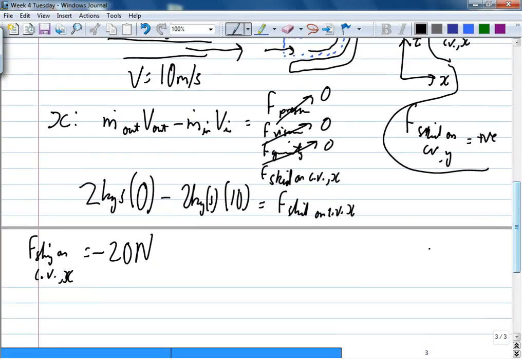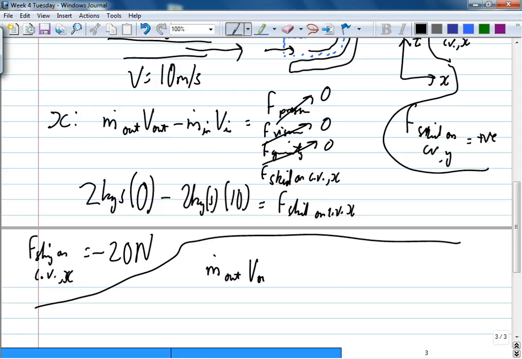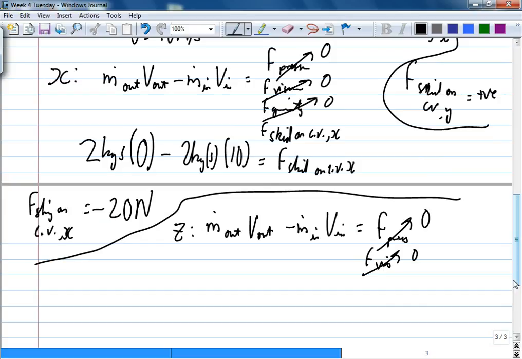Okay, so this is the x. The y direction is pretty easy. M dot out, V out, minus m dot in, V in, in the z direction, equals, same pressure, viscous, gravity is nearly zero. I'll write again, pressure, that one is definitely zero. F viscous, that one is zero. F gravity, that one is approximately zero. Very little water inside.